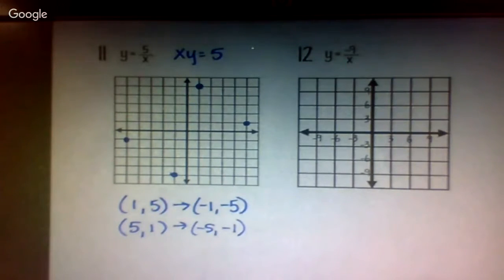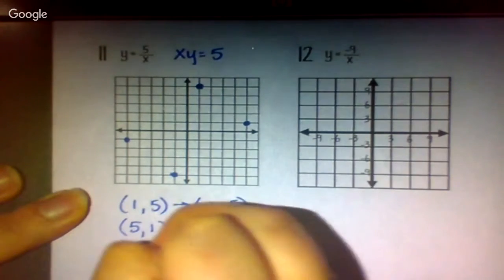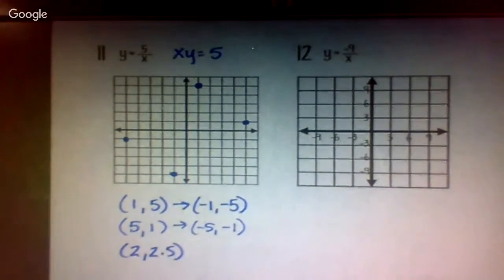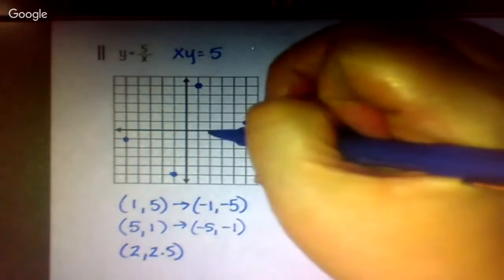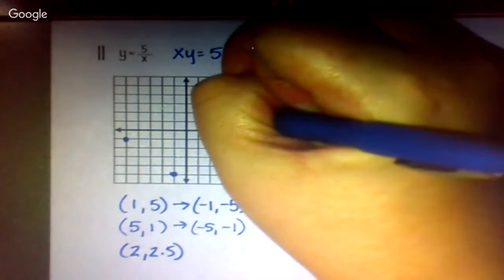This one we have a problem though. Houston, we have a problem. The problem is there's no other pretty whole numbers that multiply together to give me 5. We can start with halves. So 2 times what gives me 5? What's 5 divided by 2? 2.5. Okay, so I can do the point 2 comma 2.5. So you go to the right 2 and up 2.5.